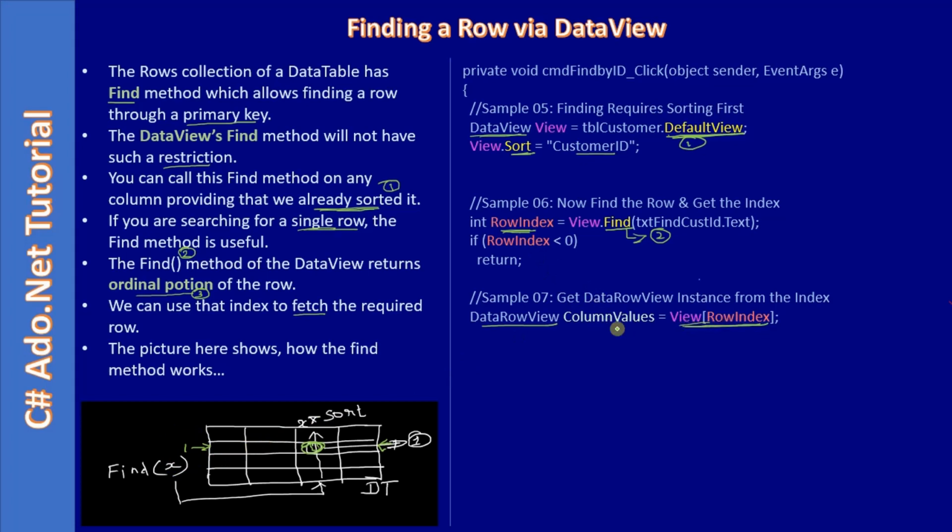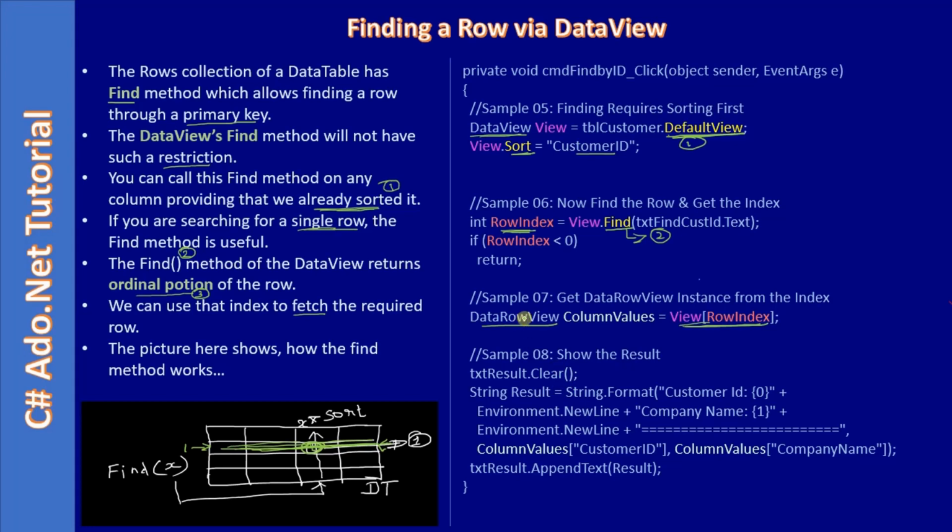Then view of row index will give the data row view. So this is the entire data row view, the second row. And then we are simply forming the content. If you see, the data row view, we are calling it as column values: column values of customer ID, column values of company name. Likewise, if there are other columns, you can retrieve those also. But here we are retrieving column values of customer ID and company name. That means we are picking two data.